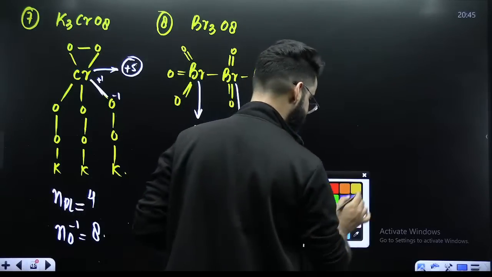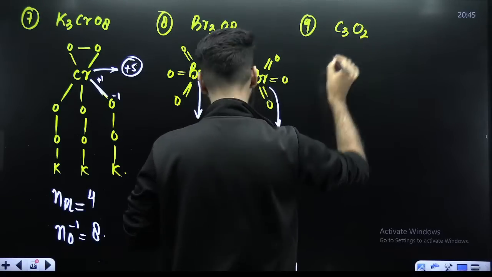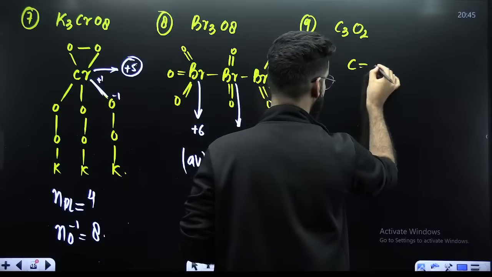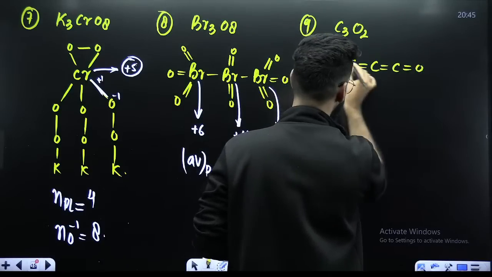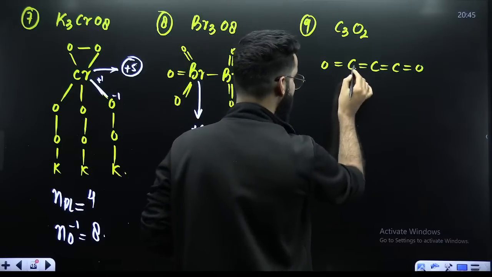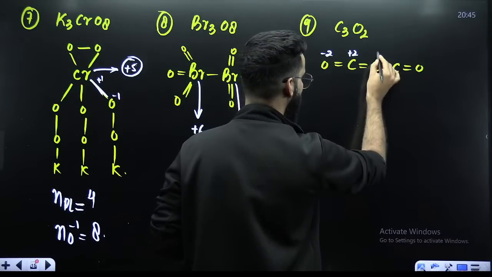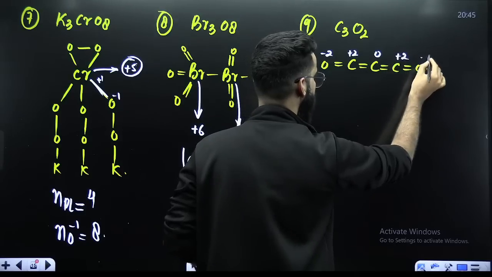Now, the ninth one. That is your C3O2. How does C3O2 exactly look like? This is how your C3O2 looks. Carbon double bond O, so this has to be plus 2, this has to be minus 2. Due to this bond, nothing. Due to this bond, nothing. So this is 0. This is going to be plus 2. This will be minus 2.